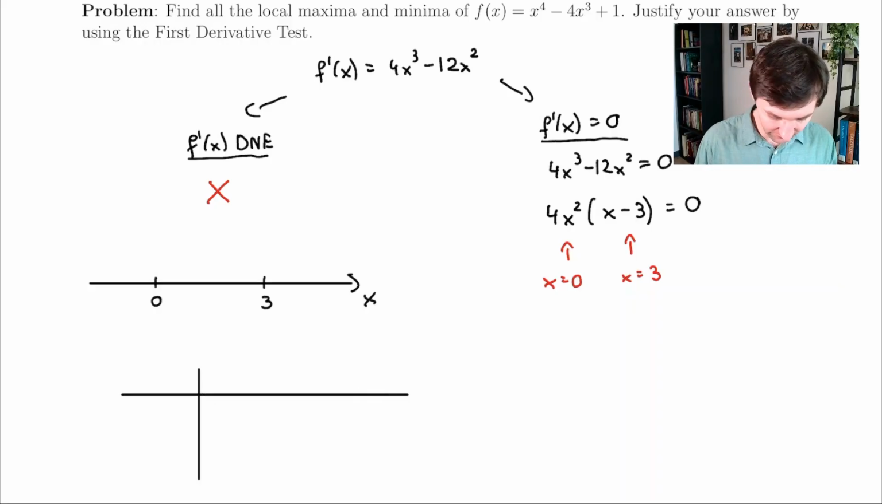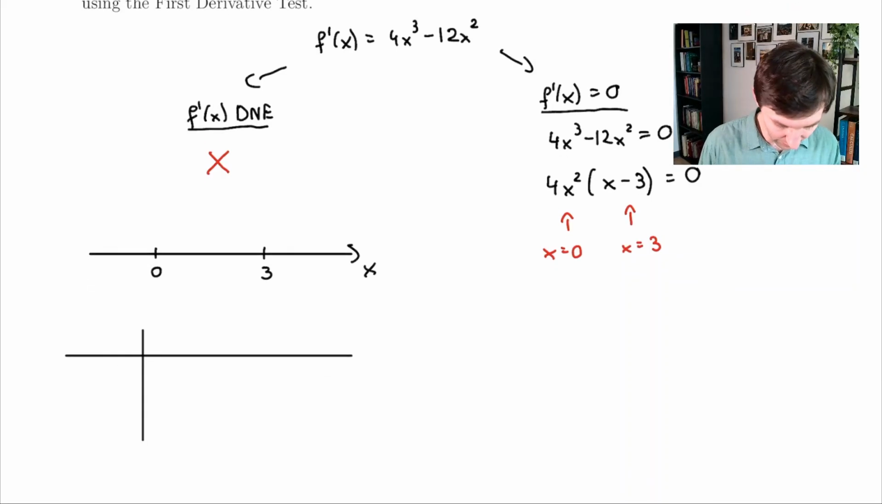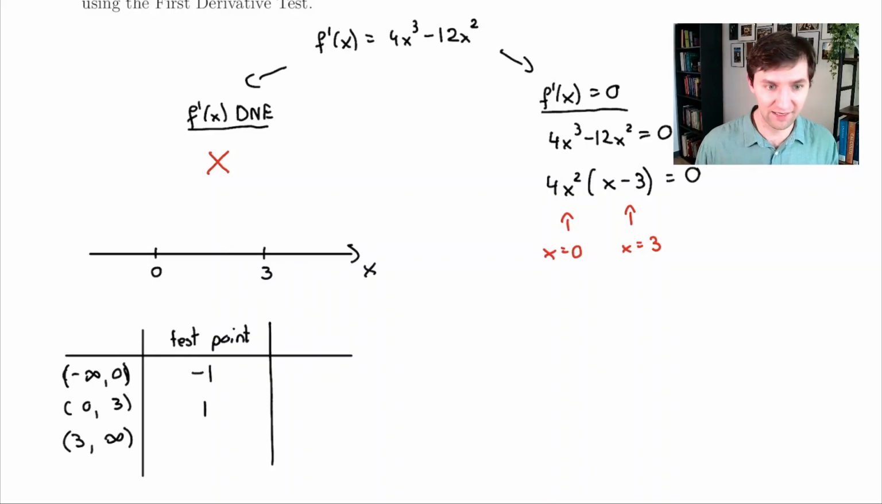In the first column of the table, I will add the intervals created by the critical numbers, and the intervals are negative infinity to 0, 0 to 3, and 3 to infinity. Now, I need to come up with a test point from each interval: any number that is in the first interval, any number that is in the second interval, and any number that is in the third interval. The first interval has, for example, negative 1. I also know that 1 is in the second interval and 4 is in the third interval.